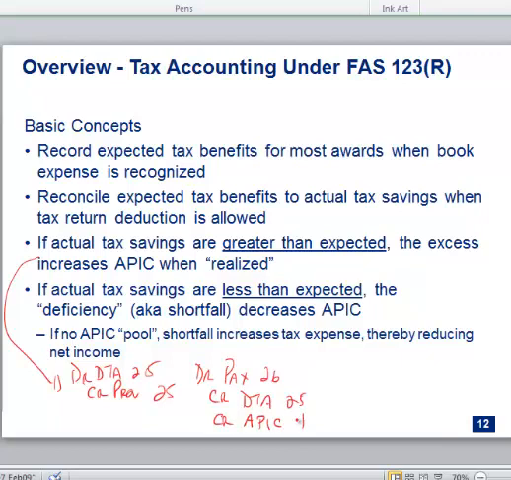So if you remember in the NetApp 10K when Lee was here, they had all those credits to APIC. It's lots of ones. Okay? That's what that is.